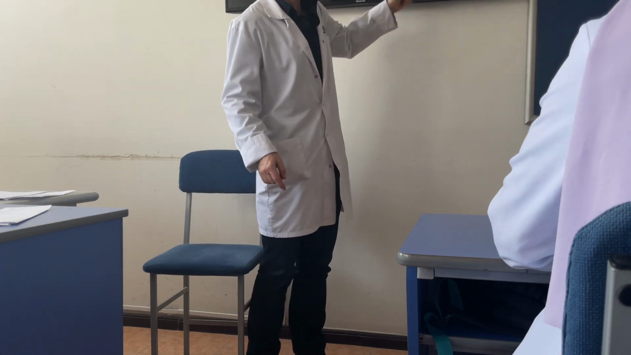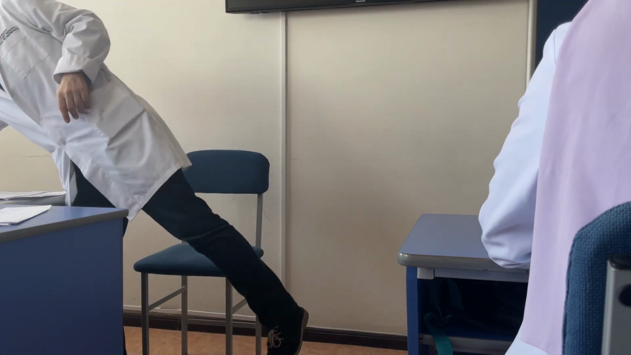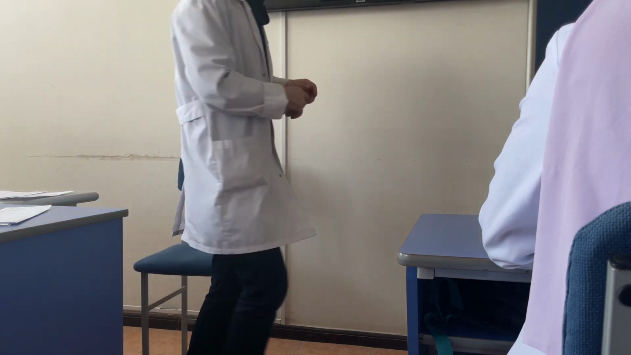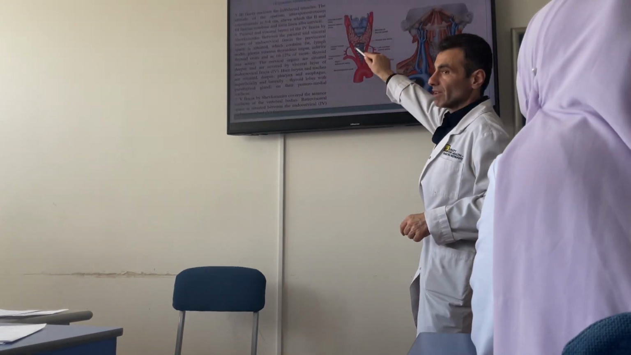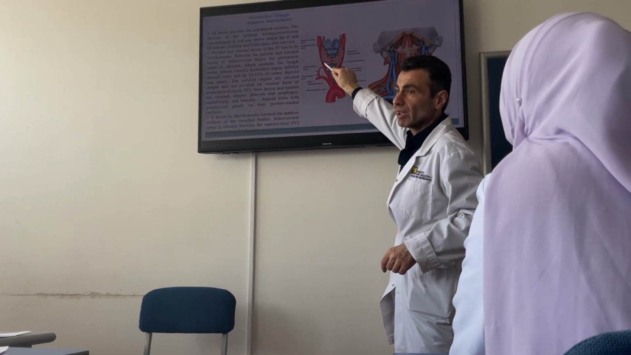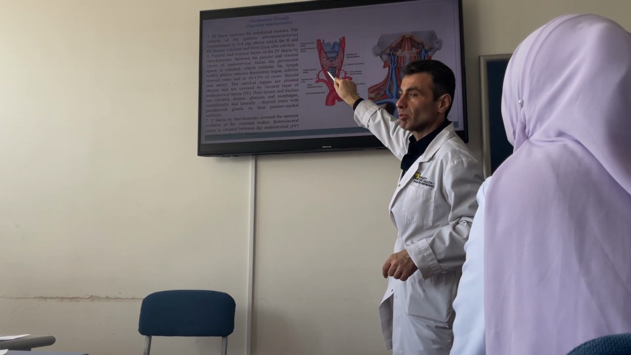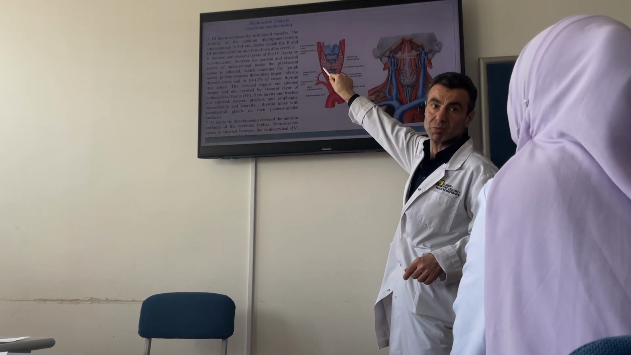Not at the level of the inferior pole, but at approximately the midpoint. For example, look, that is the inferior thyroid artery. Look at which level they come. That is not the inferior pole. That is approximately the midpoint level.